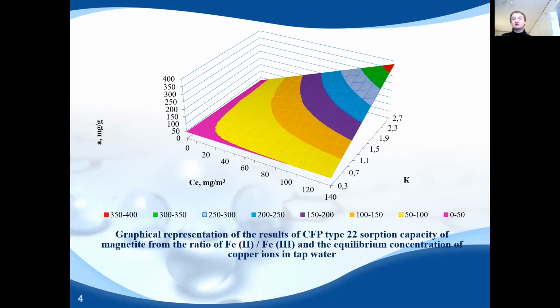Regression equations were calculated for the dependence of the sorption capacity of magnetite on the ratio of Fe2+ and Fe3+ and the equilibrium concentration of copper ions in tap water. The obtained dependence is presented in this figure in the form of a plane on which lies the solution of the given equation. The figure shows the dependence of the sorption capacity of magnetite on the ratio of Fe2+ to Fe3+ and the equilibrium concentration of copper ions in tap water.